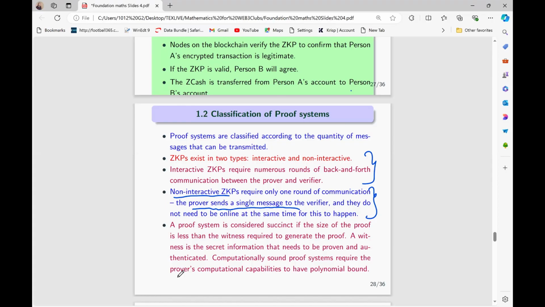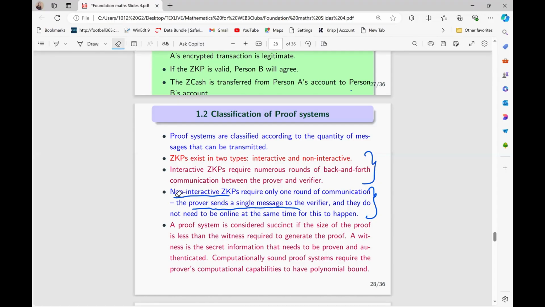Now, before I go to the details of these non-interactive zero knowledge proofs, because those are the ones we'll be looking at, since we are interested in the blockchain, we'll be looking at the non-interactive zero knowledge proofs in a short while. But before I introduce them, I want to define what we mean by a proof system being sanctity.